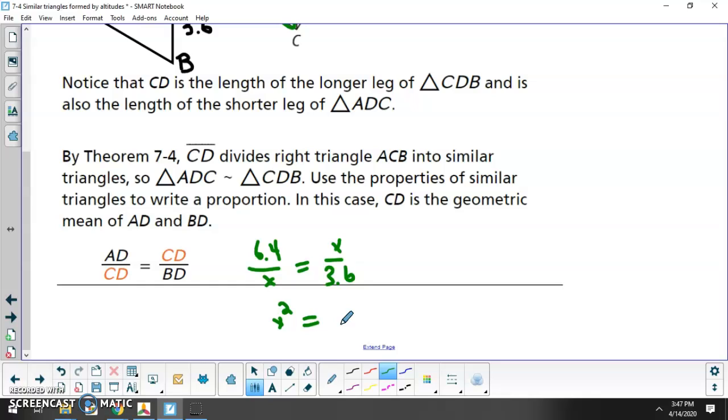6.4 times 3.6 is equal to, my calculator just broke on me. All right, let's try it again. It's equal to 23.04, okay? And then, to figure out what x is, you have to undo x squared by taking the square root of both sides, and so you can approximate what it's equal to. Square root of that, it's going to be 4.8, okay? Actually, that's exact, so you didn't have to approximate at all.